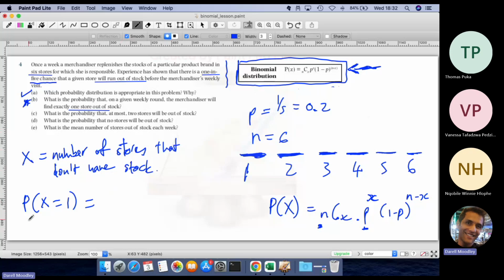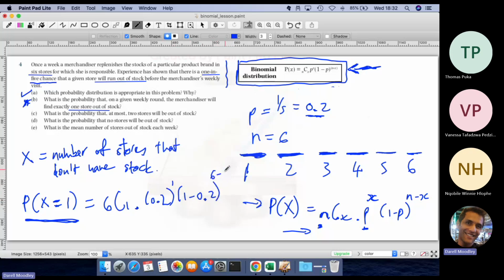Question B is telling you that wherever you see an X, replace it with a 1, because that's what you're trying to work out. So I'm going to use this formula, and wherever I see X in this equation, I'm going to put a 1. Where I see n, I'm going to put a 6. Where I see p, I'm going to put 0.2. And that becomes 6C1 times 0.2 to the 1 times 1 minus 0.2 to the 6 minus 1.